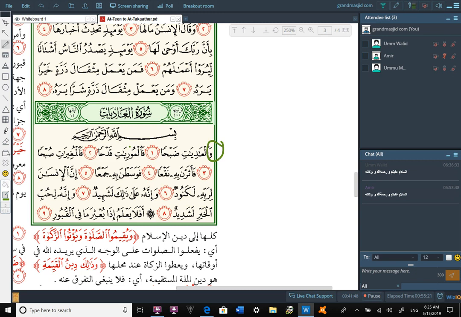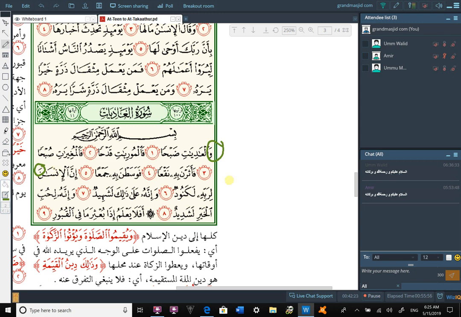Innal insana li rabbihi lakanud. Innal insan. Inna is a harf nasikh, right? And it is meant for tawkeed, for emphasis. It means indeed, surely, truly, certainly, verily, right? Al insan, mankind, right? Insan is mansub after the inna. Innal insana, right, is ismu inna.